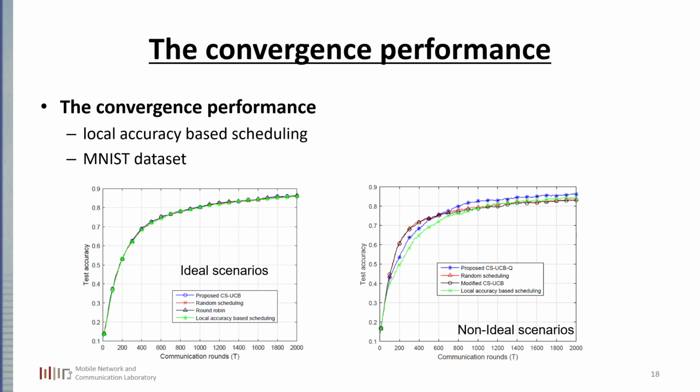Next is about the convergence performance. If you look at the ideal scenario's result on the left, you can see that there is little difference from the comparison group because the local dataset is IID. In this case, the average number of clients participating in each round is about the same. On the other hand, in the non-ideal scenario, the clients in the CS-UGB Q algorithm participated in more rounds than the comparison group. This results in better convergence performance.